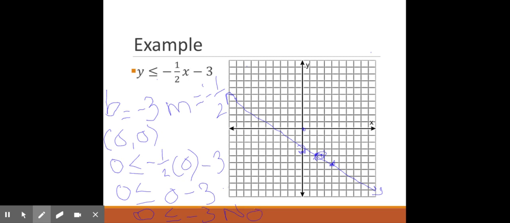So instead of shading up towards 0, 0, 0, 0 must be in the part where our solutions are not. So all the points that make it true must be down here. So we're going to shade this way. All right, so that's graphing linear inequalities.